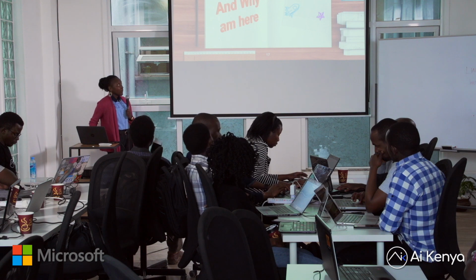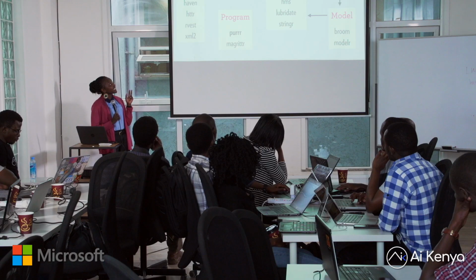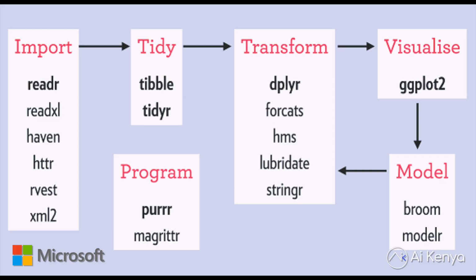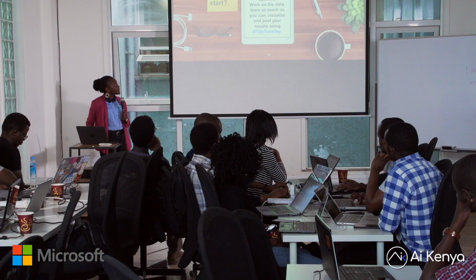So the bigger picture and why I'm here, yeah? So this is the bigger picture. With TidyTuesday, when they post a data set on Twitter every week, you're supposed to import the data set from GitHub. You're supposed to tidy the data, transform, visualize, model, and also program. So the essence of TidyTuesday is to follow this process and post your data viz on Twitter using the hashtag TidyTuesday. So how do you start?